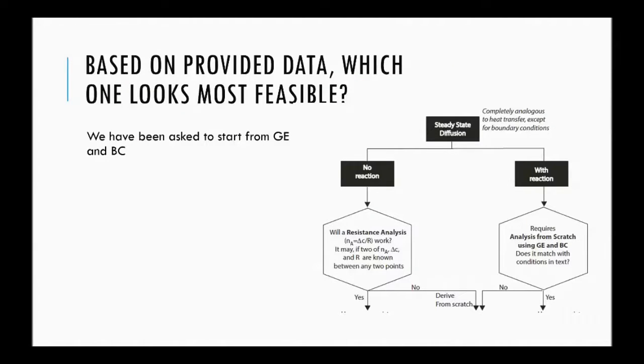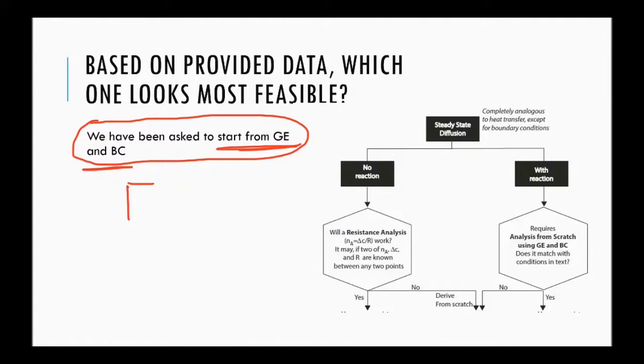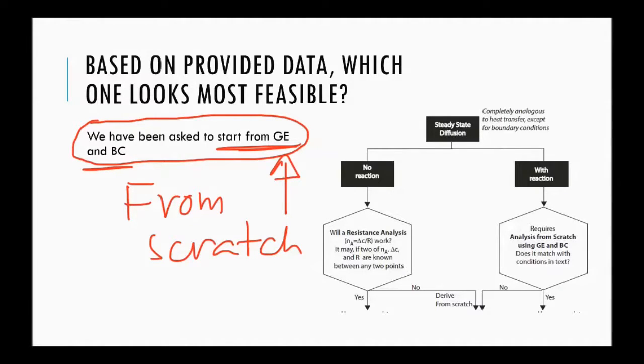And then the next thing we want to see is, based on the provided data, which kind of solution is most feasible. Here we have an interesting situation. We're not given a choice. We have been asked to start from governing equation and boundary conditions, so it is from scratch. From scratch means governing equation and boundary condition.